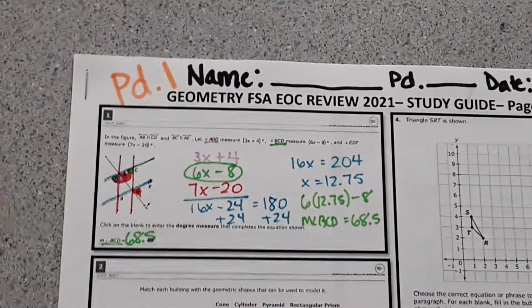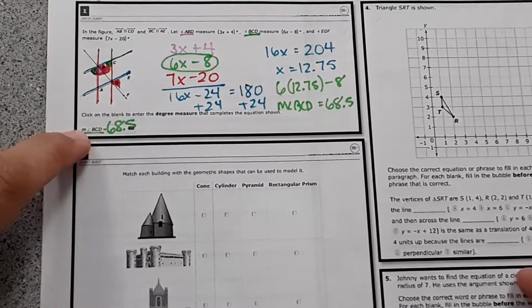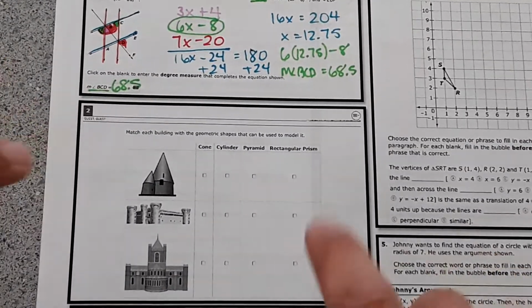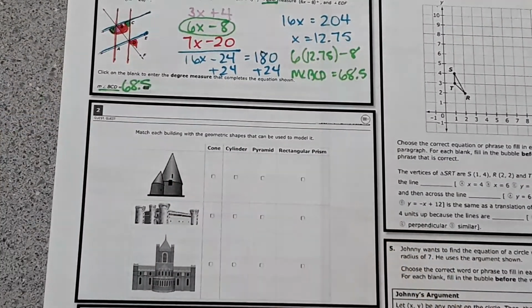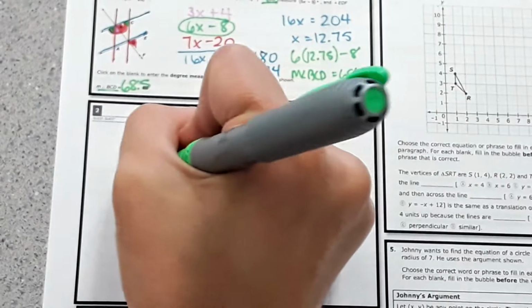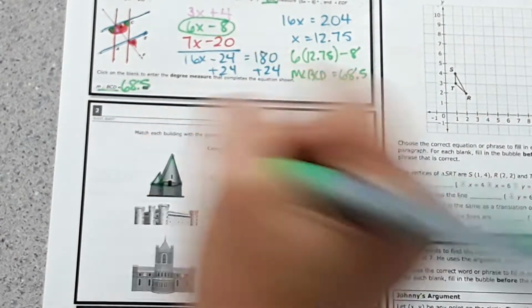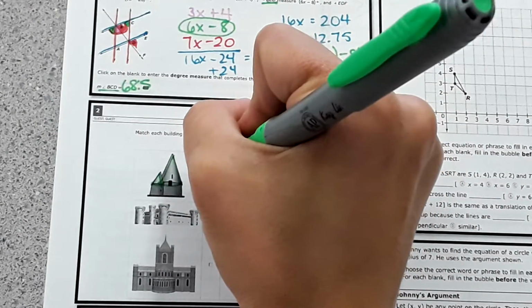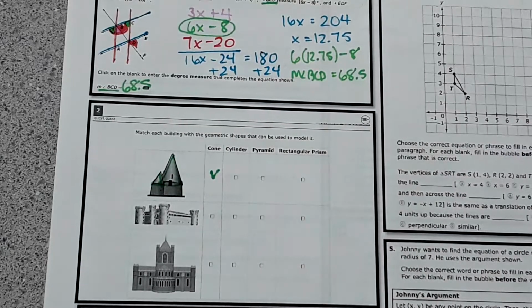Okay. The next one's actually a bit easier. I'll move it down. This one says match each building with the geometric shapes that can be used to model it. So in the first one, we see cones here, a cone here, and here. So it has a cone. On FSA, you would just click that box.